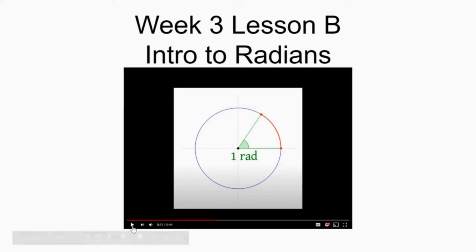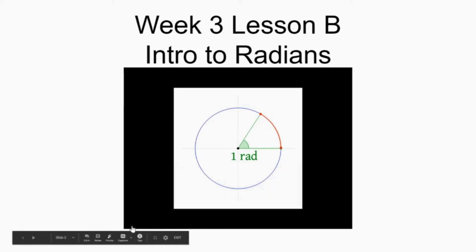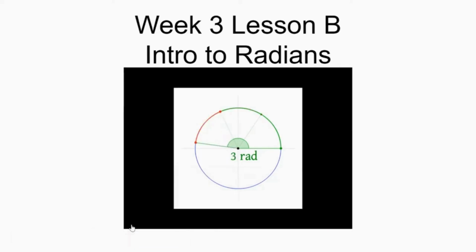Now, what happens if I extend this? What if I ask you to graph 2? Well, that means I'm going to graph 2 radians. So from the beginning to the end, it'll look kind of like that big arc. Well, what about 3? Well, 3 would look like this. And then pi, being 3.14, goes to about half of that circle.